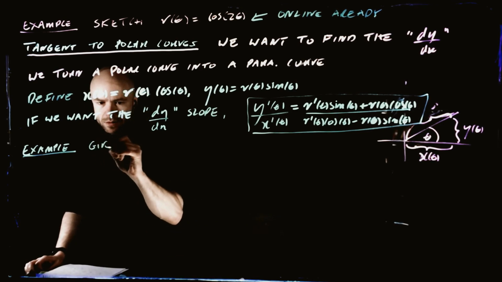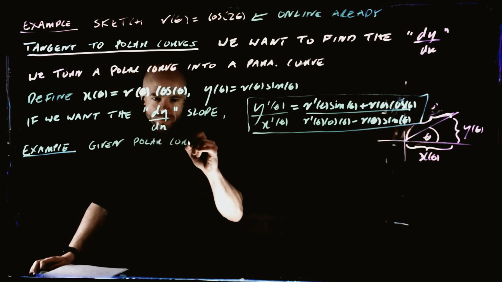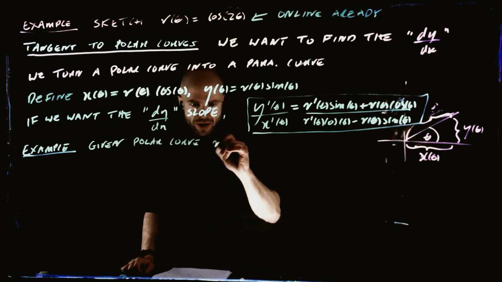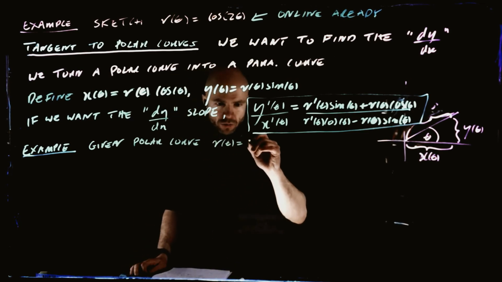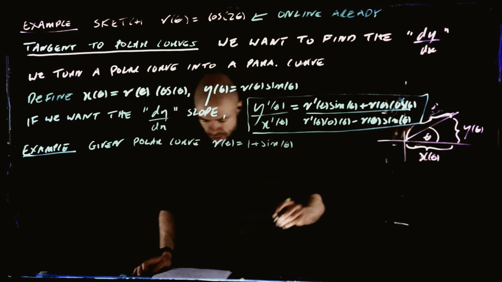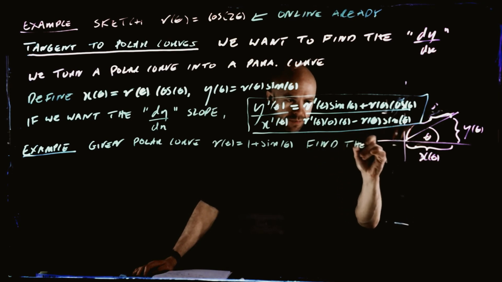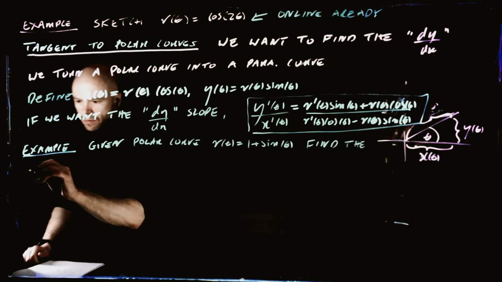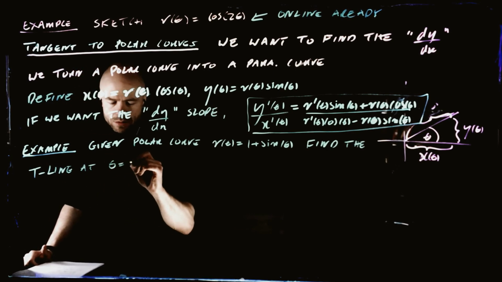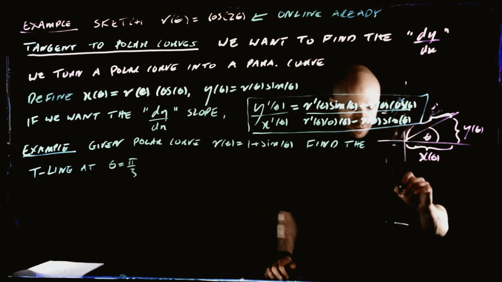Given a polar curve, which is defined by r of theta is equal to 1 plus sine of theta, find the tangent line at theta equals pi over 3. All right, so what does this thing look like?